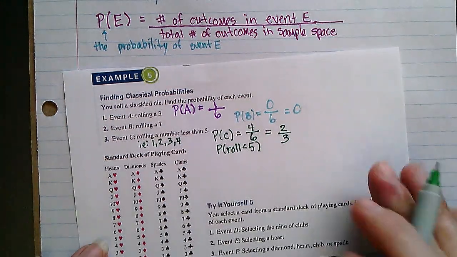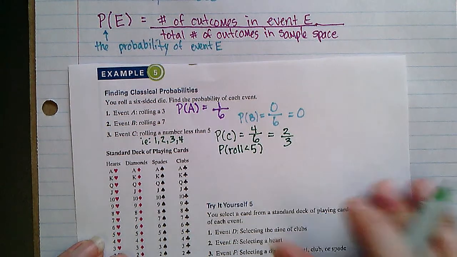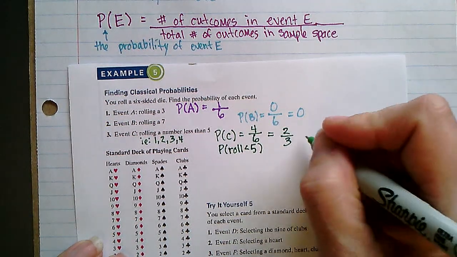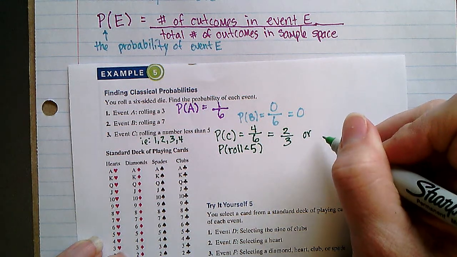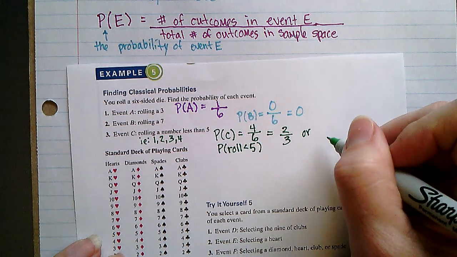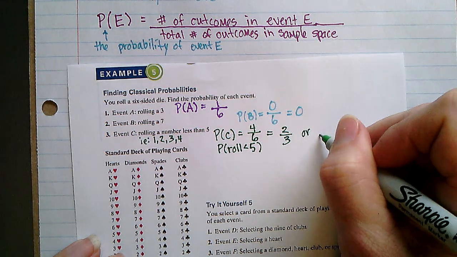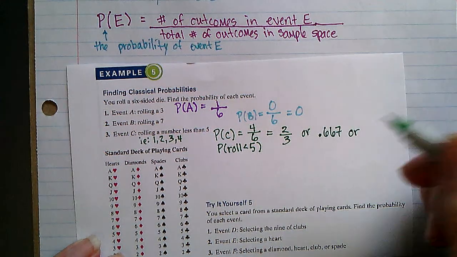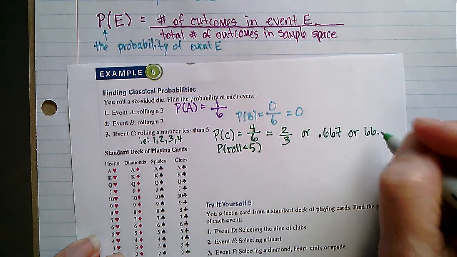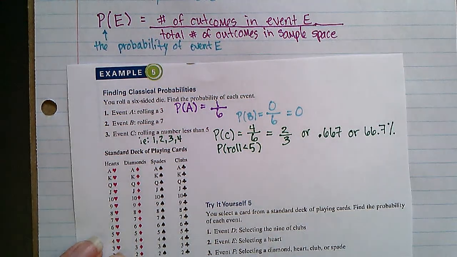Now, if we were making these into decimals and percents, then we would divide 2 by 3. So 2 divided by 3, we know it gives us 0.6 repeating. But based on our round-off rule, we would go to 3 decimal places. So that would be 0.667. And if we made that into a percent, it would then be 66.7%.